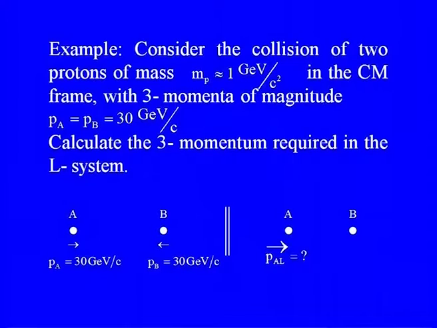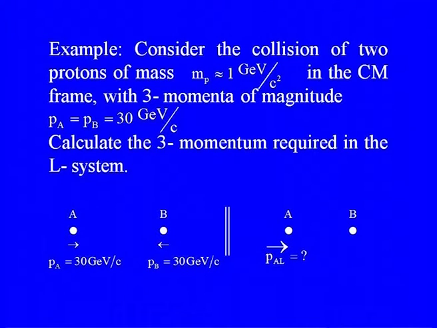As I said, let's do a small example. Let's consider the collision of two subatomic particles, two protons of rest mass, you know, the rest mass of a proton is something like 938, 940 MeV/c², but let's take it as 1 GeV/c². Then we consider the collision in the center of mass system with three momenta of magnitude 30 GeV/c. This is actually very big.